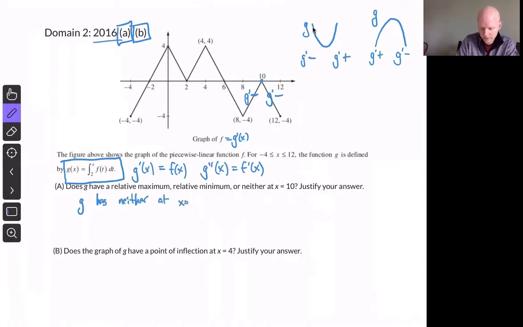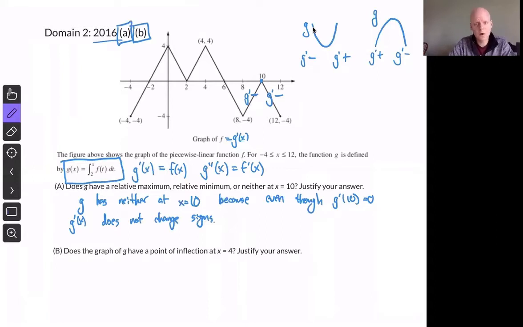at x equals 10 because even though g prime of 10 is equal to 0, we see that right here, g prime of 10 is equal to 0. So even though there's a slope of 0 at that spot, g prime of x does not change signs. So that's all that's required of a justification.